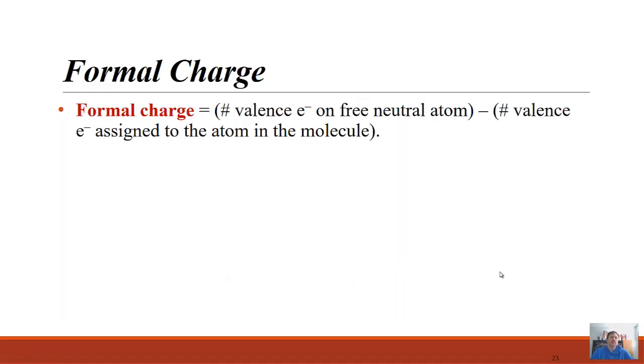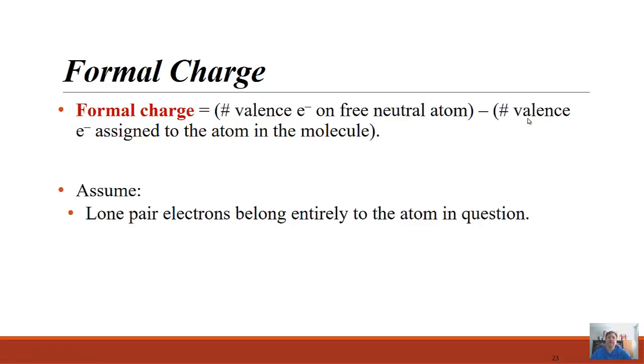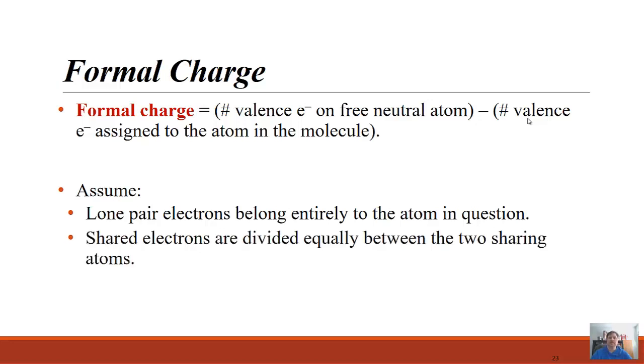So to calculate the formal charge, it's really easy. We take the number of valence electrons on a free atom. We can get that from looking at the periodic table. So minus from that the number of valence electrons assigned to that atom in the particular molecule by looking at the picture. The way we do that is a combination of the lone pairs and half the bonded electrons. We assume that any lone pair, those are just the dots, belong entirely to the atom we're looking at, and then the shared electrons, or the bonded electrons, are divided equally.